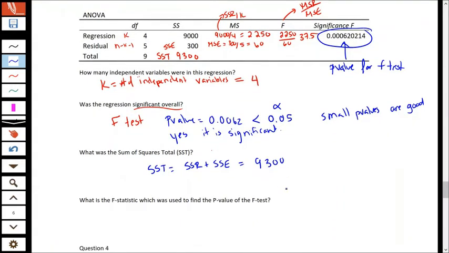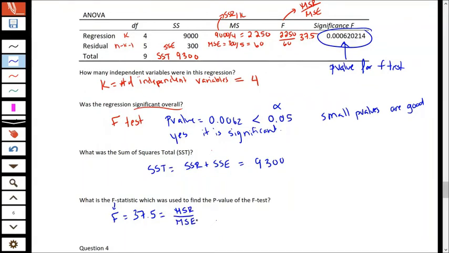It says, what is the F statistic which was used to find the p-value of the F test? So that F statistic is just that F value of 37.5 that we found. And again, that is the MSR over MSE.